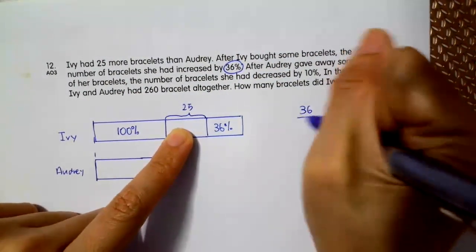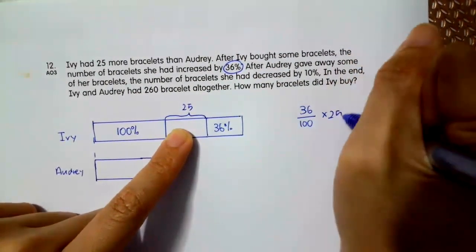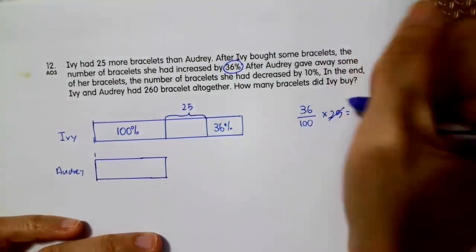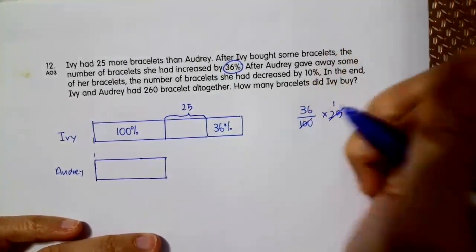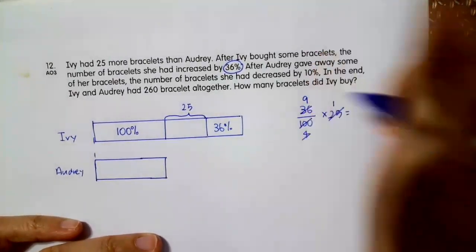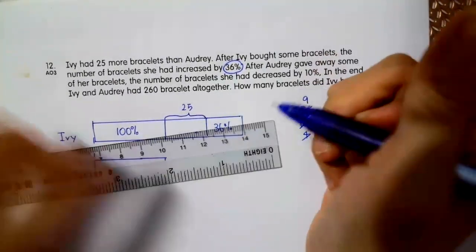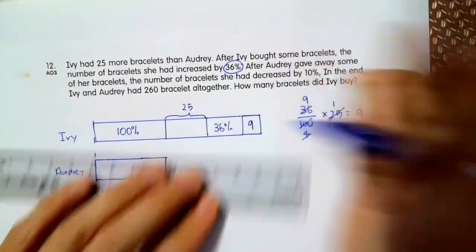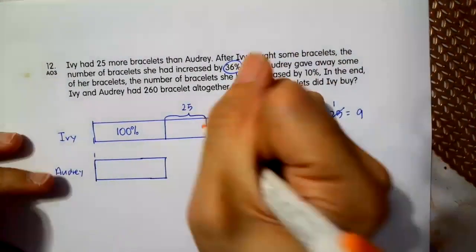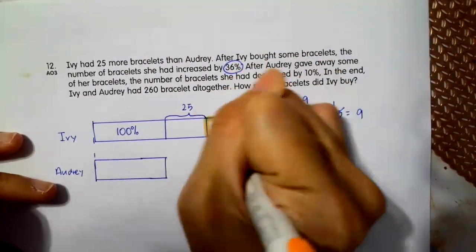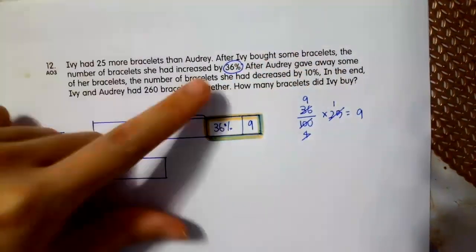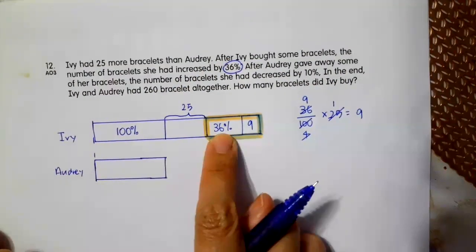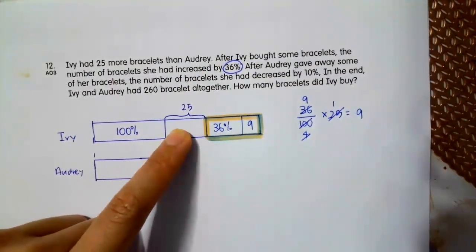So 36% of 25 bracelets is actually, let me just cross cancel, 9 bracelets. So I also have to add on 9 bracelets for Ivy as well. So in total, this is Ivy's increment in her bracelet. When I say they increased by 36%, 36% means I increase the 36% units and then 36% of the 25 as well.